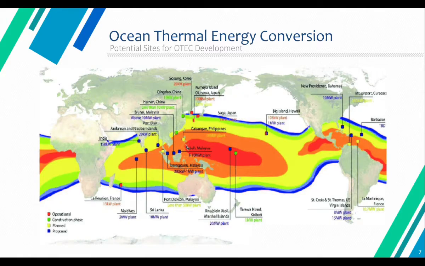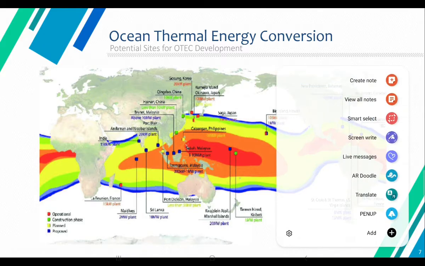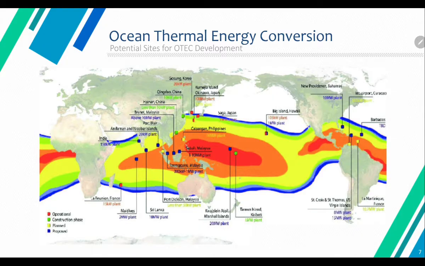And this is also another picture. You can see the markers: operational, construction phase, planned and proposed. In red it is showing operational phases, and in green the construction phases, and here planned and proposed. All the yellow regions are showing the planned regions, and we are proposing new sites soon. That is also marked in the figure.